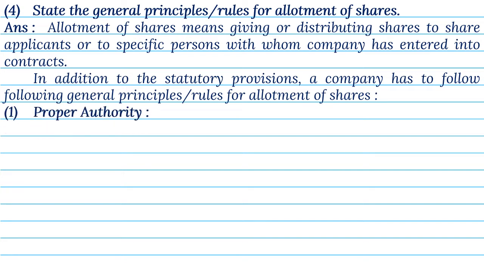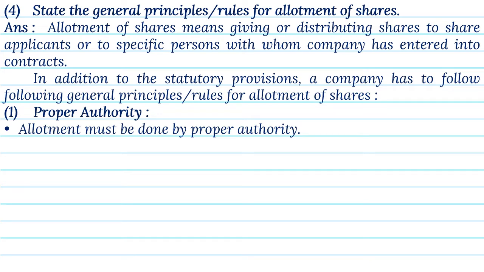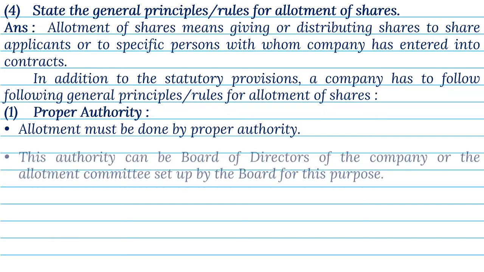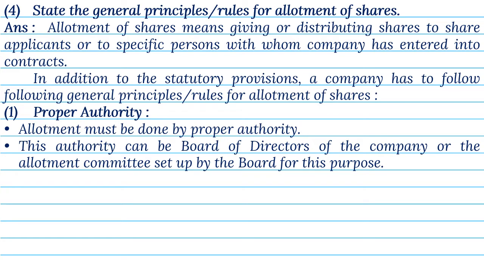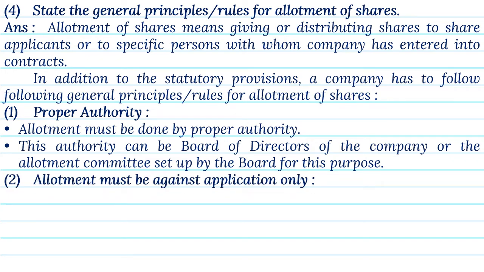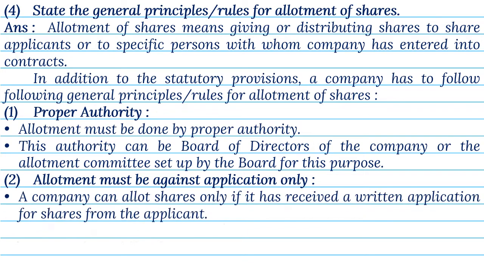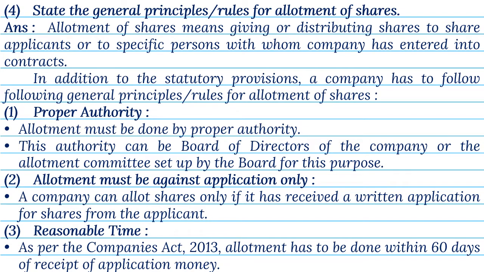1. Proper authority. Allotment must be done by proper authority. This authority can be Board of Directors of the company, or the allotment committee, set up by the board for this purpose. 2. Allotment must be against application only. A company can allot shares only if it has received a written application for shares from the applicant. 3. Reasonable time. As per the Companies Act 2013, allotment has to be done within 60 days of receipt of application money.